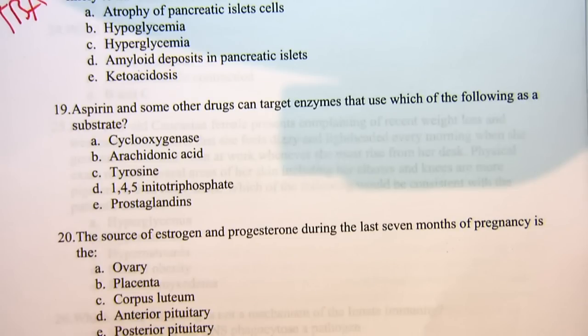With type 2, we can secrete insulin, but the insulin's not binding to the receptor. Differentiating it, I guess you could say, you wouldn't have... let me see the options. Let me go see the options and I'll come back.